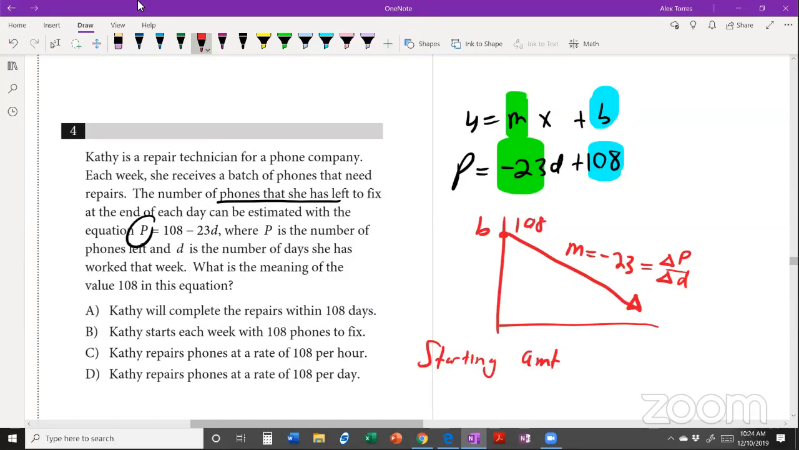And in a conversation about the number of phones left, that could be said to be the amount of phones that she has left before she's done any work, which is choice B right here for number 4. Now we're moving on to number 5.